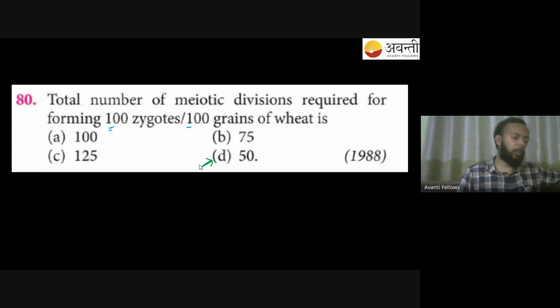बाकी लोग भी करो. Take your 30 seconds, 1 minute, 2 minutes, and try to solve this. Question is very clear. You have to make 100 zygotes. You tell me how many meiotic divisions you need to have. Misbah, do it again. वापस एड्रेस किया. बताओ. Option A.